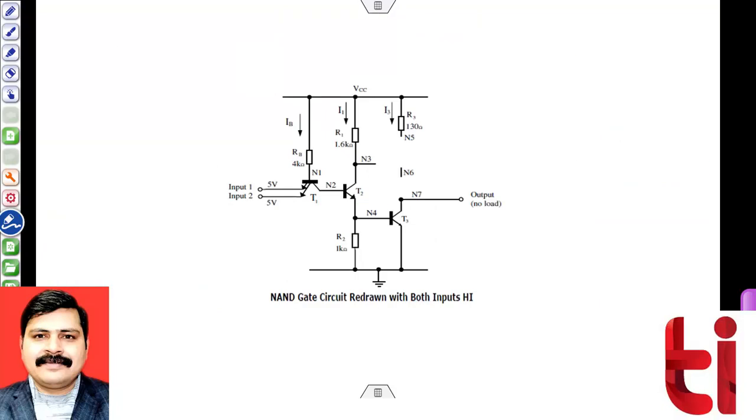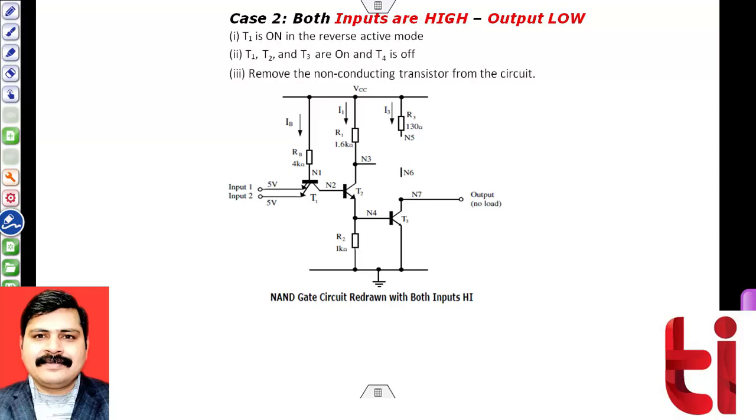Now moving further to the second case, and I have intentionally upgraded the circuit. Let's see. In this second case, both inputs are high. If both inputs are high, that means I have to prove that my output should be low. This is the last row of my truth table. And what should be the criteria in this particular situation? You can check the criteria is that my transistor T1 will be on and it will work in reverse active mode. We will see in detail.